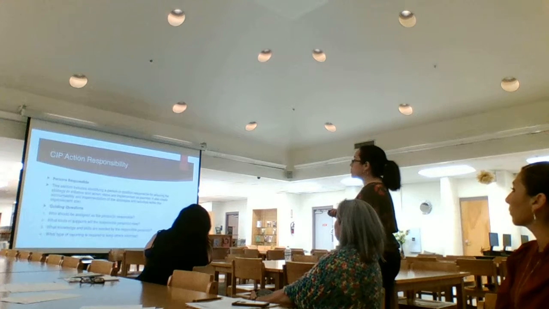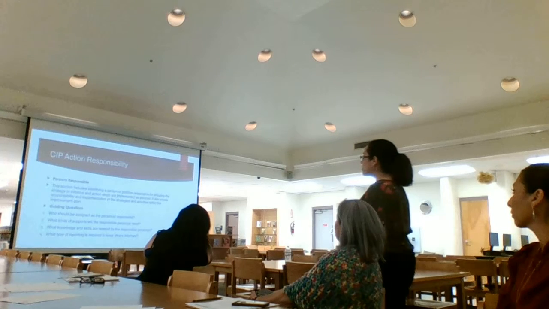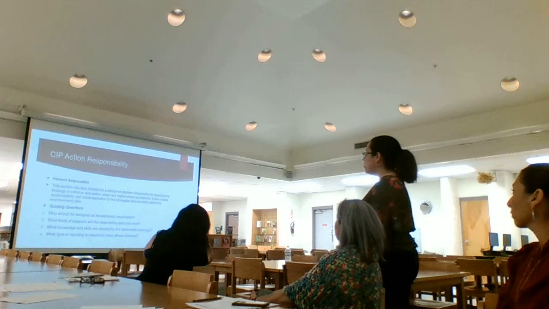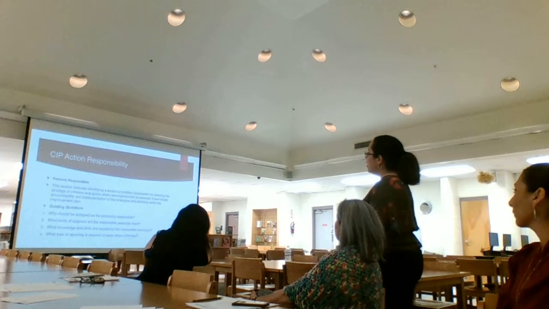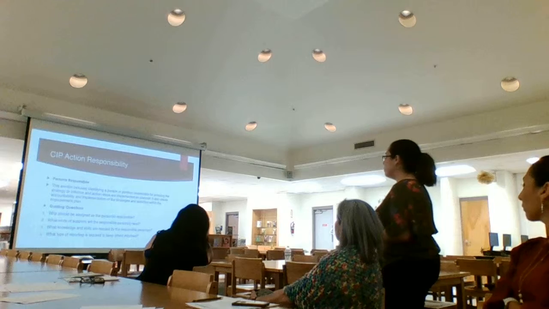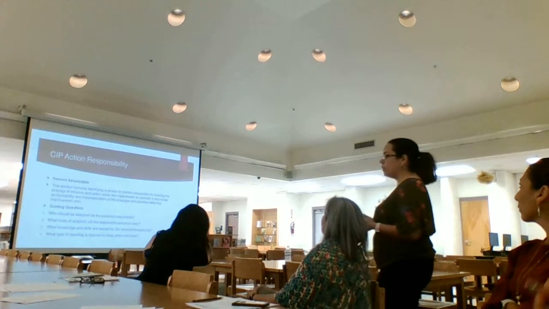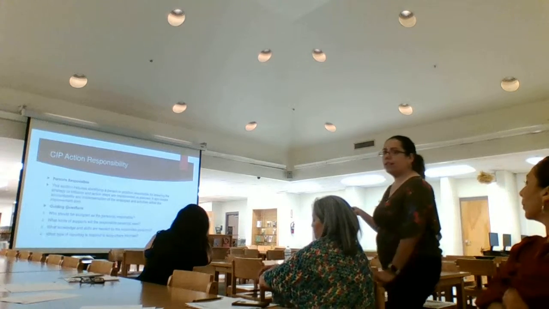Your CIP action responsibility. So who is going to be responsible? You're going to see that this section includes identifying a person or position responsible for ensuring the strategy or initiative and action steps are implemented as planned. So again, who should be assigned, what kinds of supports will the person need, what knowledge and skills are needed by the responsible person, and what type of reporting is required to keep others informed. So you want to make sure that it's a highly qualified person that will be responsible for that. And that evaluation.